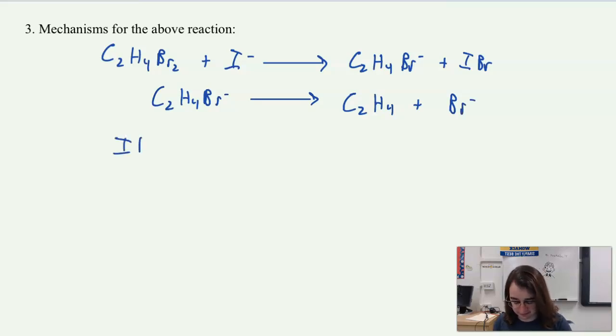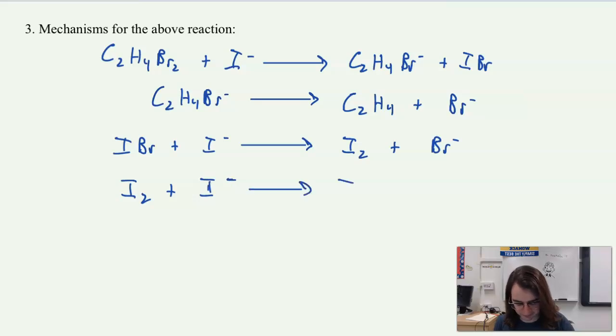Now let's go back to that IBr. We're going to make that react with another one of our I minuses from the beginning, and that's going to give us I2 and Br minus. And then we're going to take that I2 that we just made, and hit it with another I minus from the beginning. And we are going to form I3 minus.